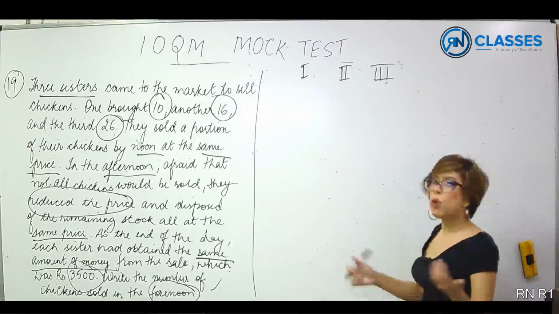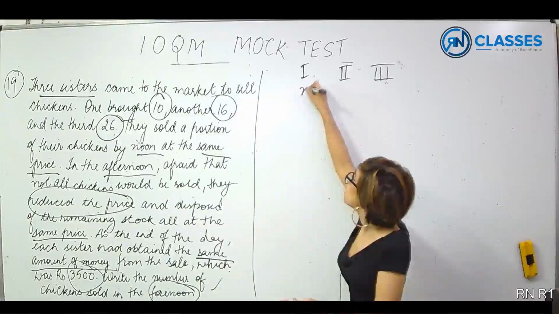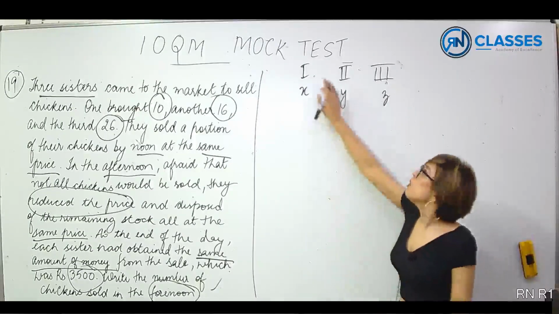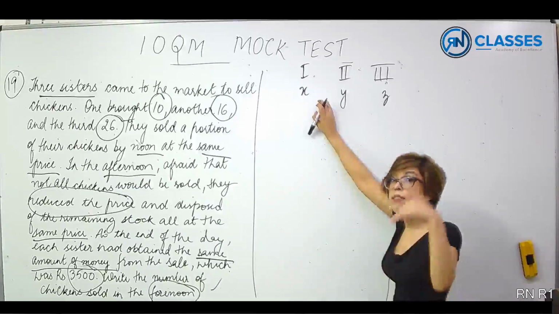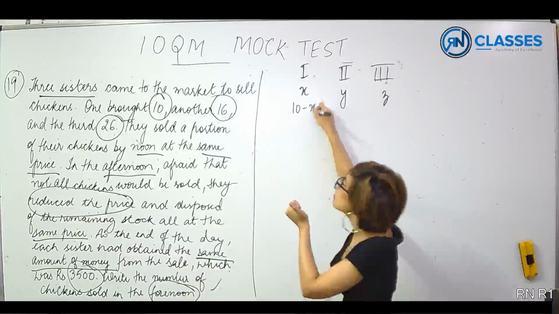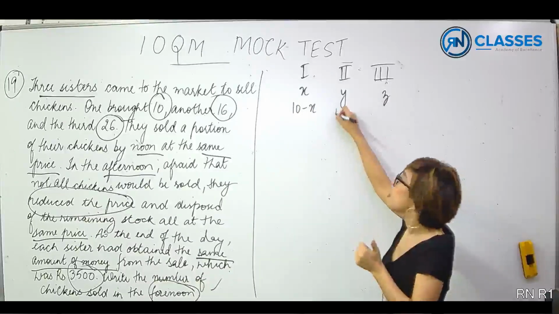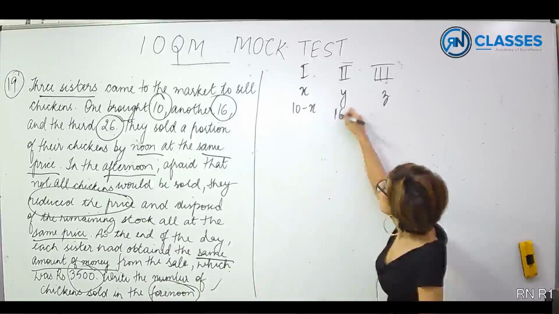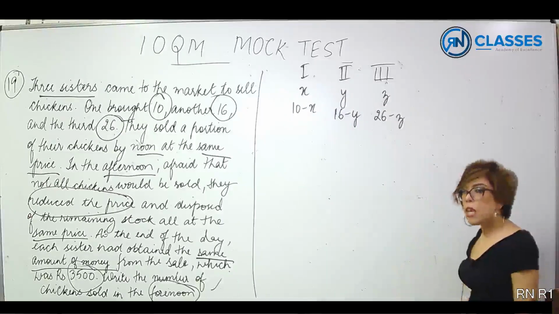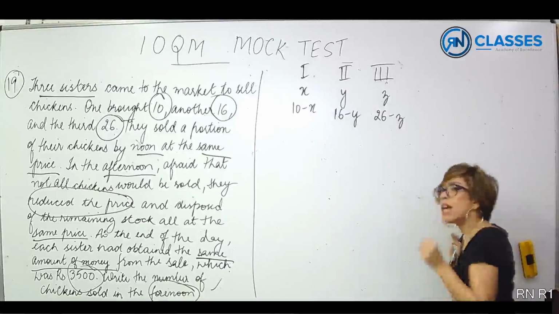Now, initially in the morning time, maybe she sold X, then this Y, and this Z. Right? In total, the first sister had 10. That means in the afternoon time, she will sell the remaining, which is 10 minus X. So remaining 16 minus Y, then 26 minus Z. Right? Now, these are the number of chickens that we are talking about.